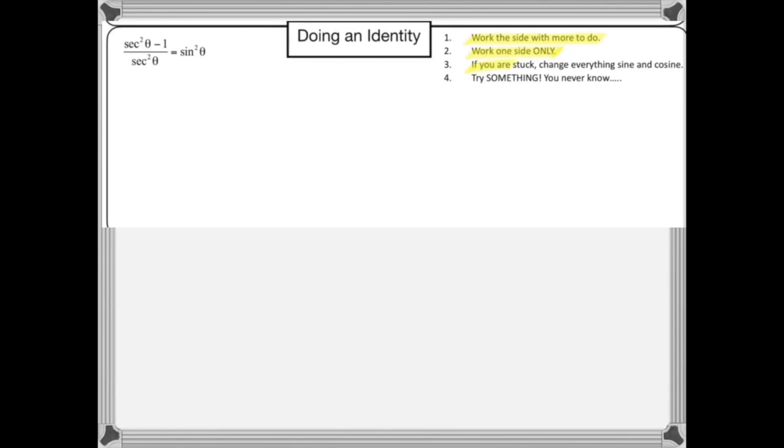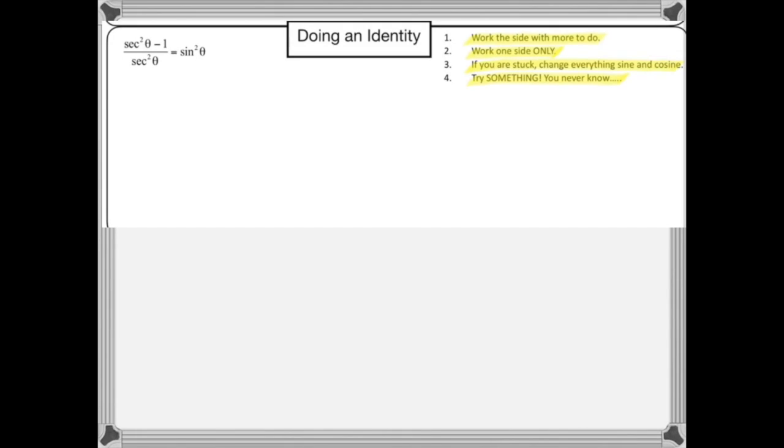If you're stuck, you can change everything to sine and cosine, because that's what tangent, cotangent, secant, and cosecant are all made up of. So that's kind of like the basic building blocks. If you have to break it down to the basic building blocks, that's a good way to go as well. And definitely try something. You just never know when the whole thing might fall apart.